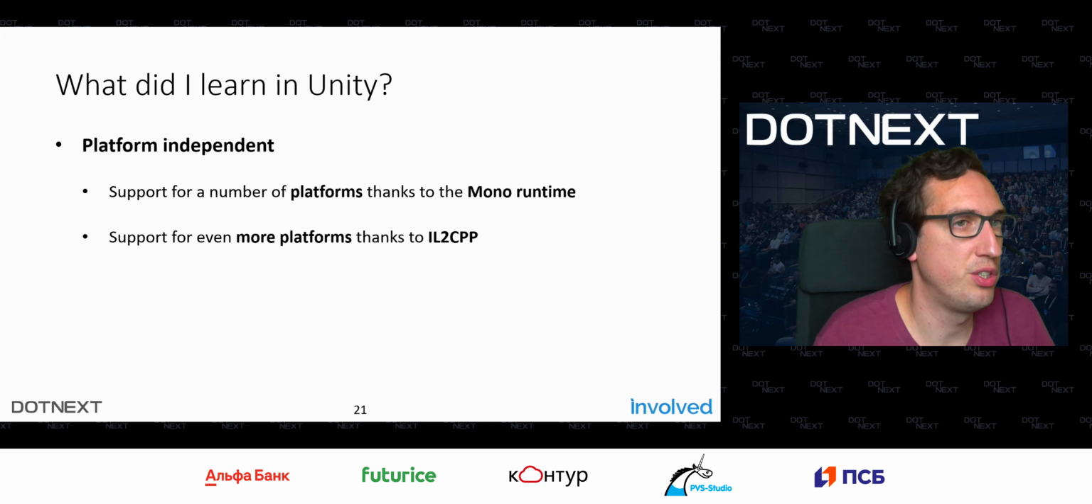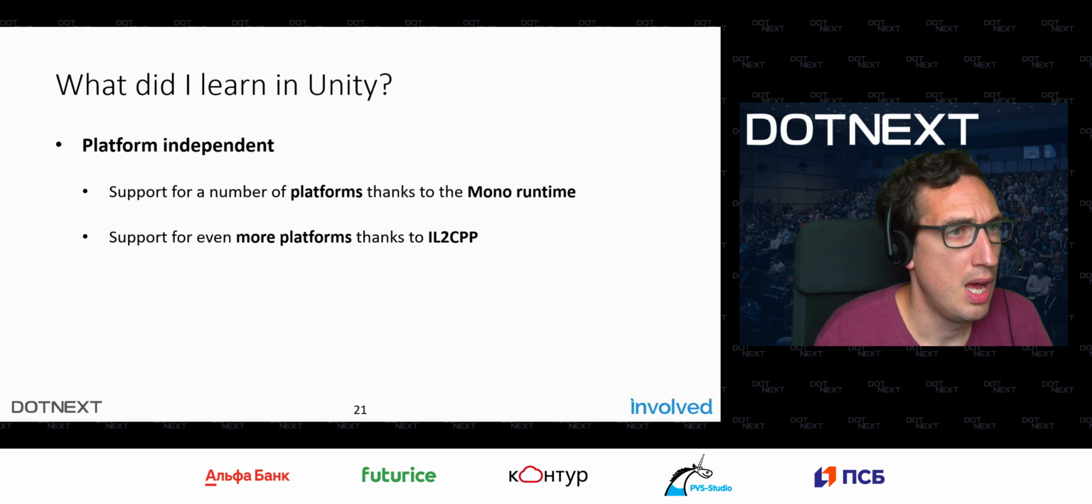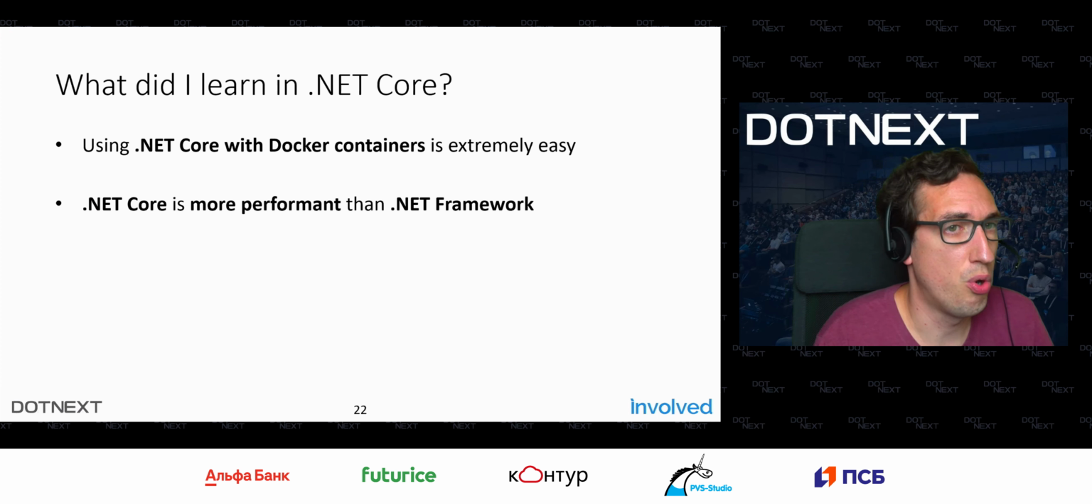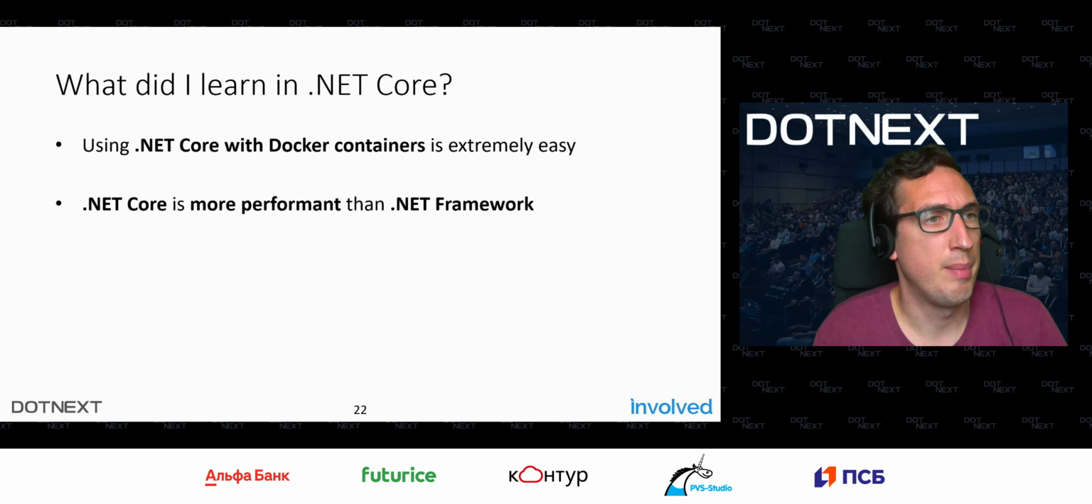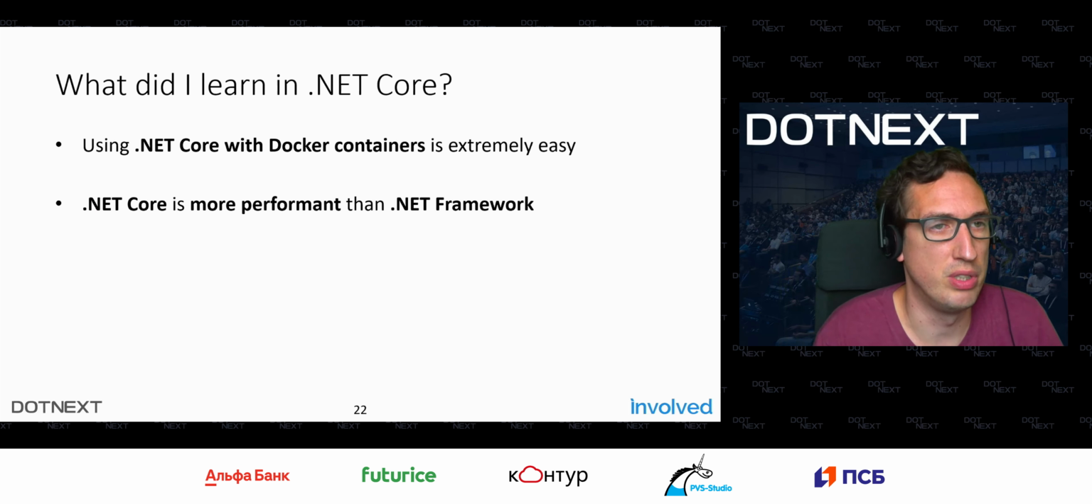I of course also learned that Unity is platform independent, so I already compiled to a web also, which works perfectly, which is cool. And then specifically on .NET Core, I didn't really talk about this, and I don't have the time to go any deeper into this, but I'm actually using Docker containers for all of this because it's extremely easy for me to deploy.